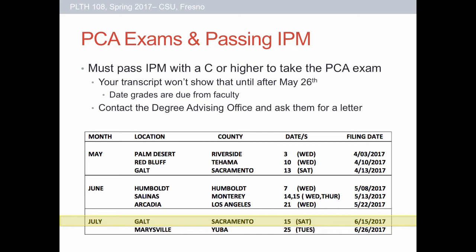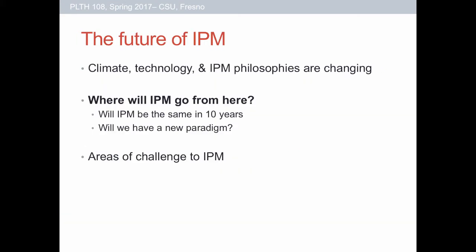All right. So basic idea is you can contact the degree advising office, and they can help you out if you want to take a test earlier than that. But this is always kind of a problem we have at the ends of the semesters.